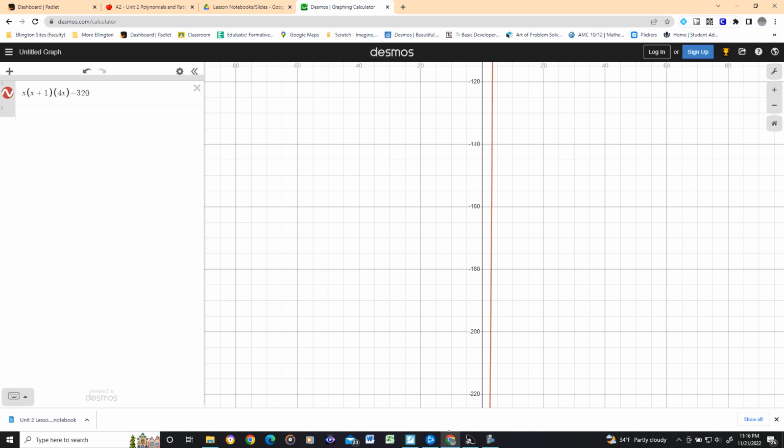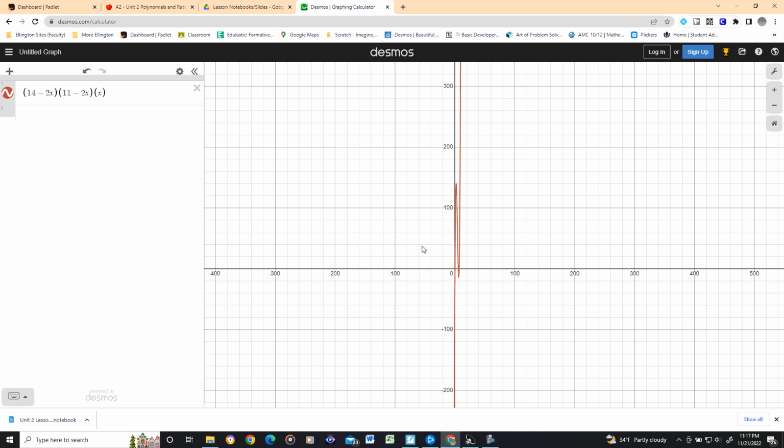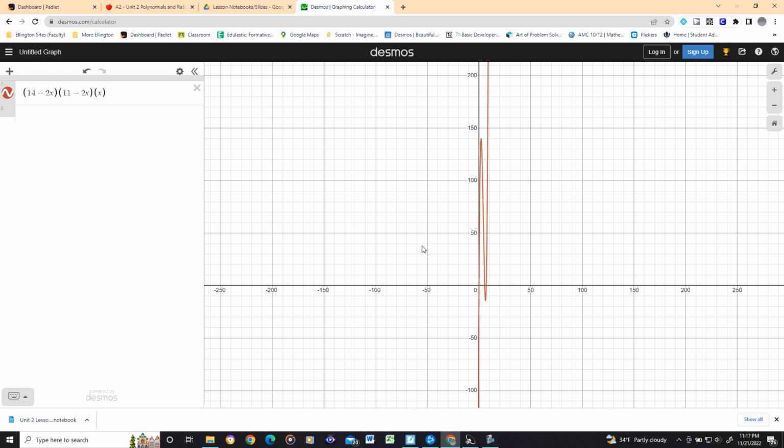So let's go back to Desmos and let's actually do this out. So again, what was the length, the width, and the height? The length was 14 minus 2x. The width was 11 minus 2x. And the height was just x. And so we have this expression here. And we have, oh, well, that's an interesting function. I can't really read that well, though.